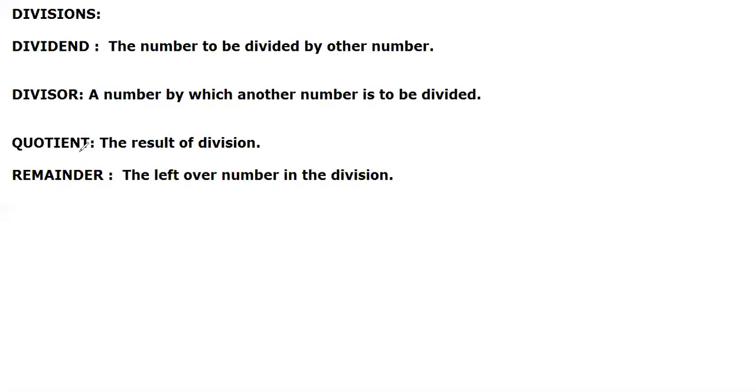What is quotient? For every question there will be an answer, right? So this is the quotient, the result of division. Now then what is remainder? It is nothing but the leftover number in the division. In the last, after completion of full division, some number will be left. We'll write that number, and that is called remainder. Now let's solve all these things with the help of an example.